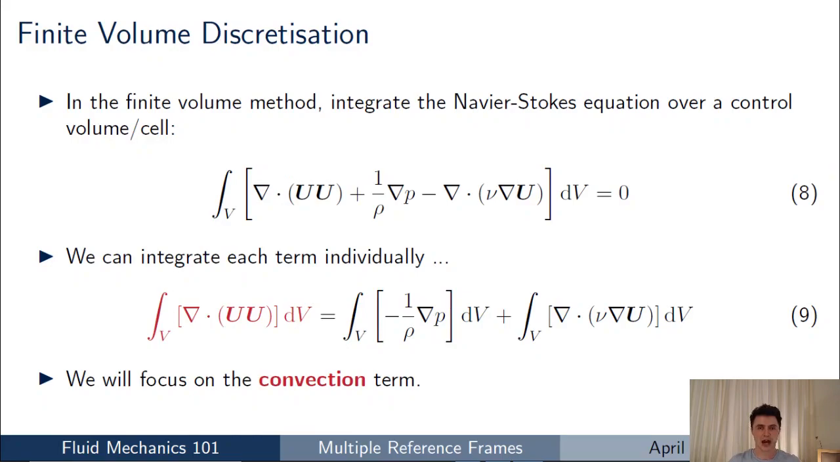So to understand how we account for the modification of the convection term, it's first worth having a quick recap of the finite volume discretization that's used in CFD codes, and that will help you understand how the convection term is modified. So just a reminder of how this works. What we do is integrate the entire Navier-Stokes equation over a cell in the mesh, and of course we can integrate each of the terms separately. We don't have to integrate the entire equation in one go. And what we're going to do is focus on the integration of that convection term, which is shown in red there in equation 9.